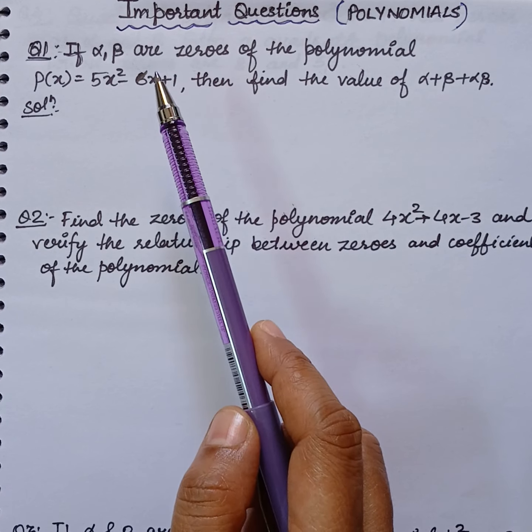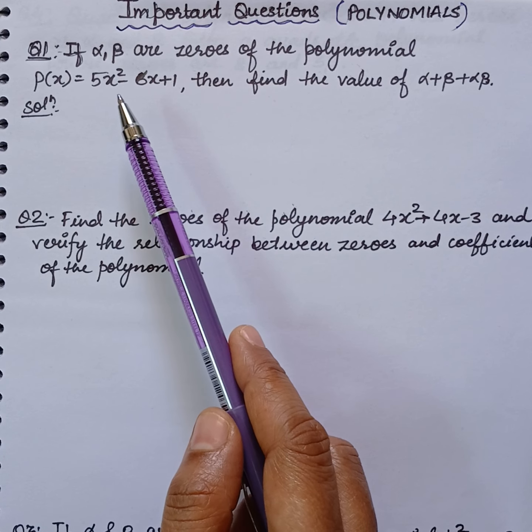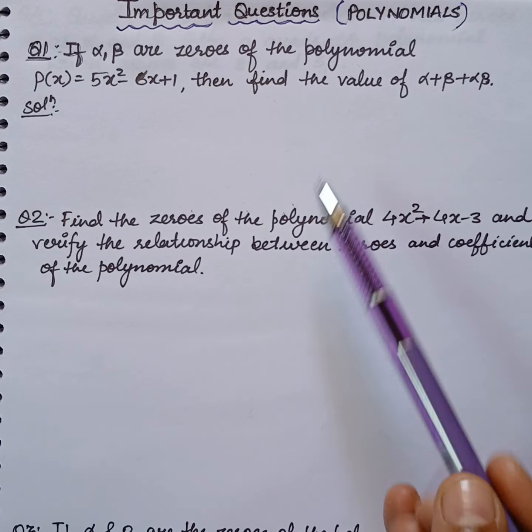Important questions from chapter 2, polynomials. If alpha and beta are the zeros of the polynomial p(x) = 5x² − 6x + 1, then find the value of alpha + alpha beta.